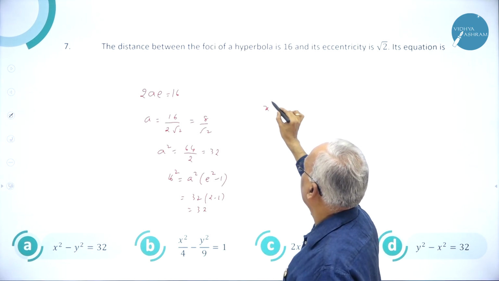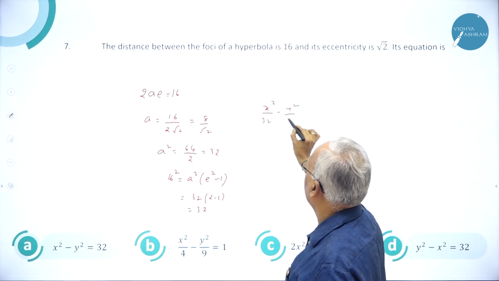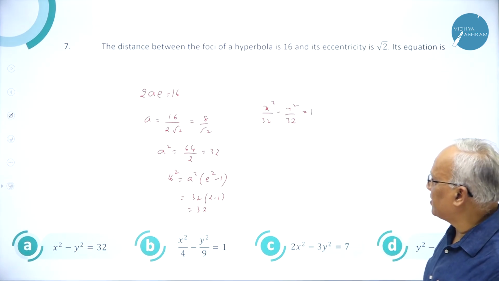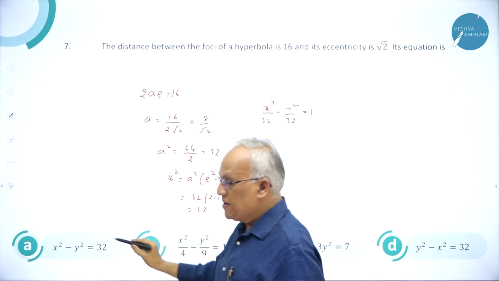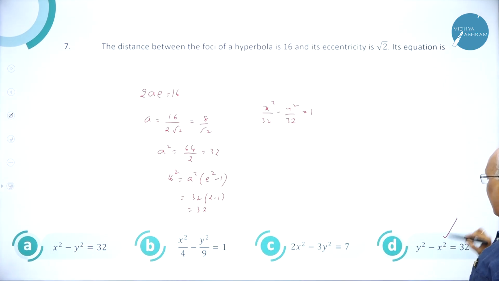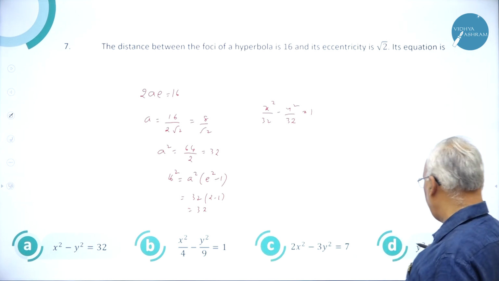Therefore, the equation is x squared by 32 minus y squared by 32 is equal to 1. So, x squared minus y squared equals 32. You may go to this answer. But unfortunately, this is also possible: you may have a hyperbola and a conjugate hyperbola also. So both a and d are correct.